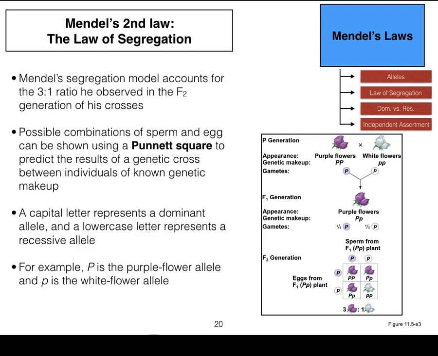You can predict the results of a genetic cross between individuals of known genetic makeup by using a Punnett square. In the Punnett square, capital letters are used to represent a dominant allele, and lowercase letters represent a recessive allele. In the example shown, the big P is for the purple flower, whereas the little p is for the white flower.